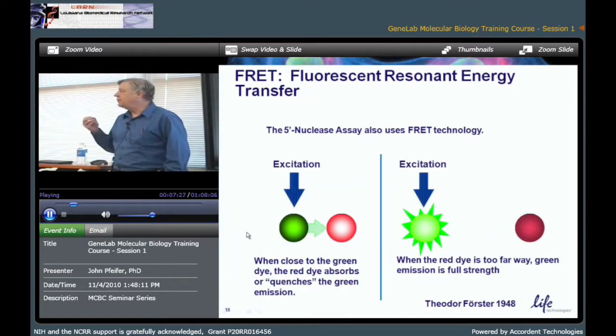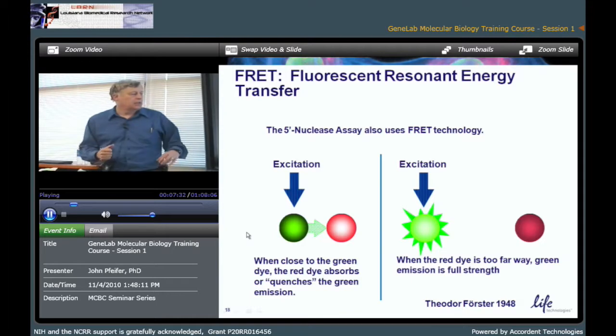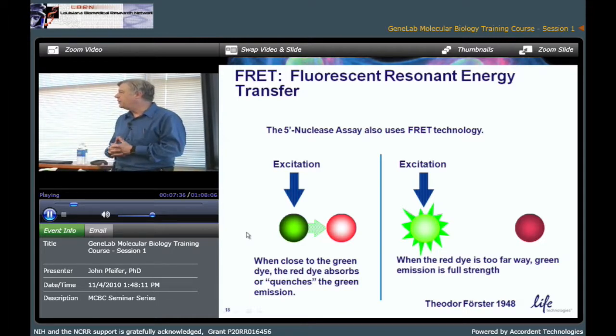Another technology that's vital to the 5' nuclease assay is called FRET, or Fluorescent Resonance Energy Transfer. The story behind FRET is there was a German scientist years ago that performed an experiment. Now let's say on the left we have two dyes, a green dye and a red dye. You may be aware that green light has a shorter wavelength compared to red light. So a green dye would be considered a higher energy emitter. So the shorter the wavelength, the higher the energy.